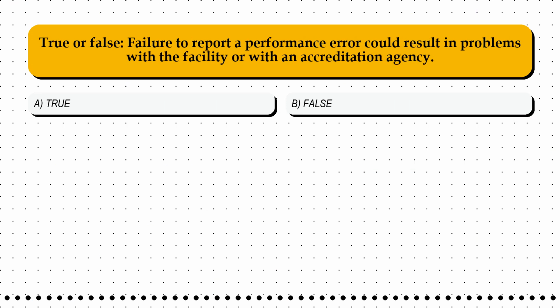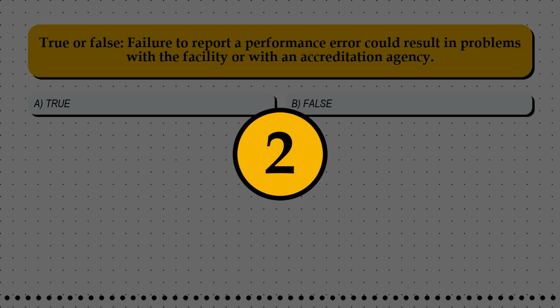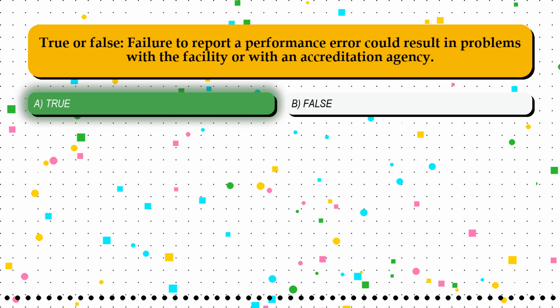Question 303. True or false, failure to report a performance error could result in problems with the facility or with an accreditation agency. Option A, true. Option B, false. The correct answer is option A, true.